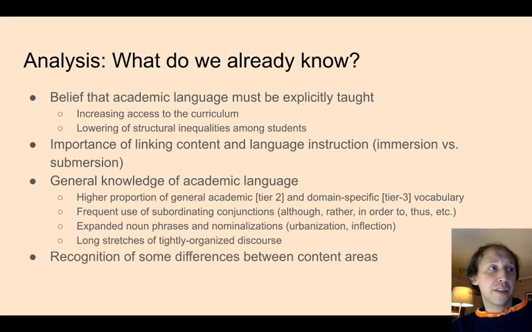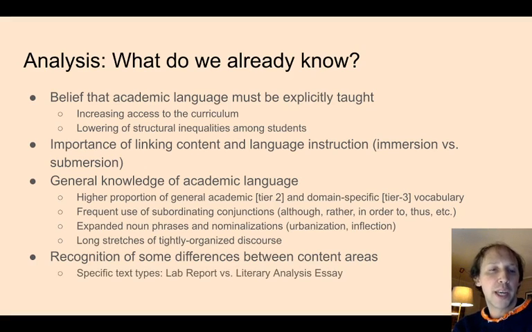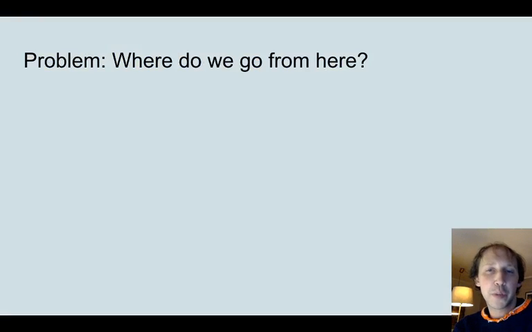And we've also talked a little bit about how there are some differences between the academic language of different content areas. So learning about different text types, a lab report as opposed to a literary analysis essay, and what that means in terms of the language used. And we've talked a little bit about discipline-specific vocabulary. But I think there's a problem. At least to me, I feel like there's a gap in what we know.